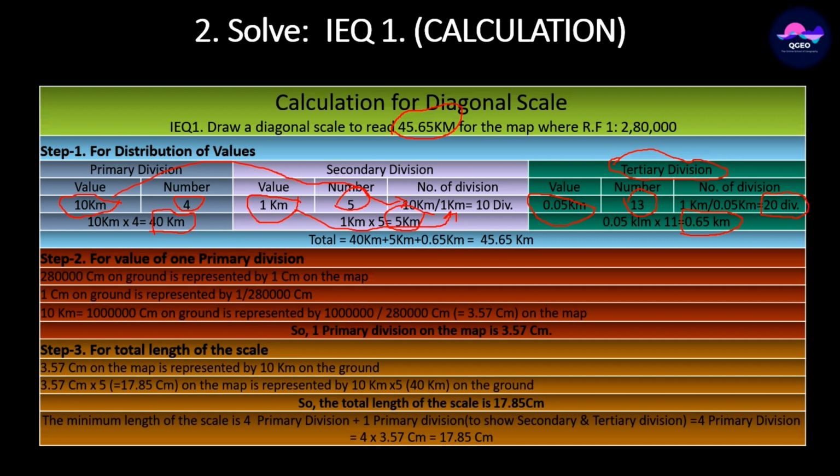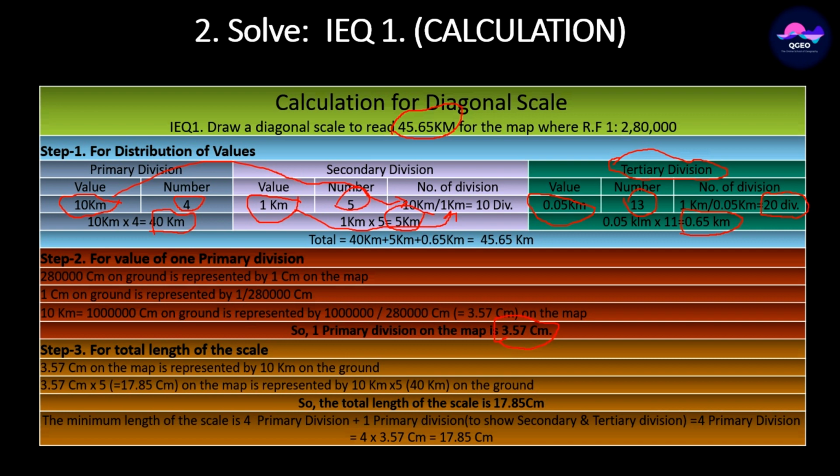Okay, now come to the second part, step 2, value for one primary division. According to the scale, 280,000 centimeter on the ground is represented by 1 centimeter on the map. In this way, here 10 kilometer on the primary division, 10 kilometer is represented by 3.57 centimeter. So one primary division is 3.57 centimeter.